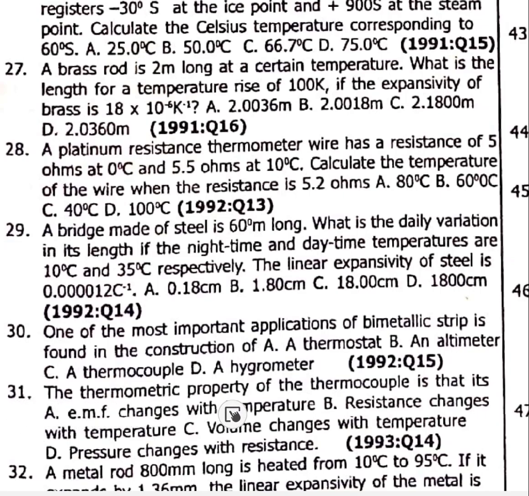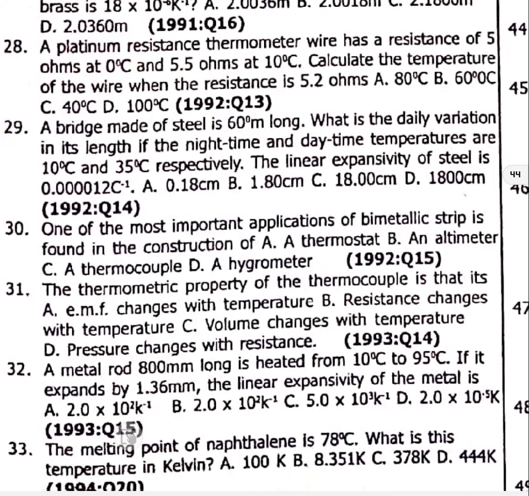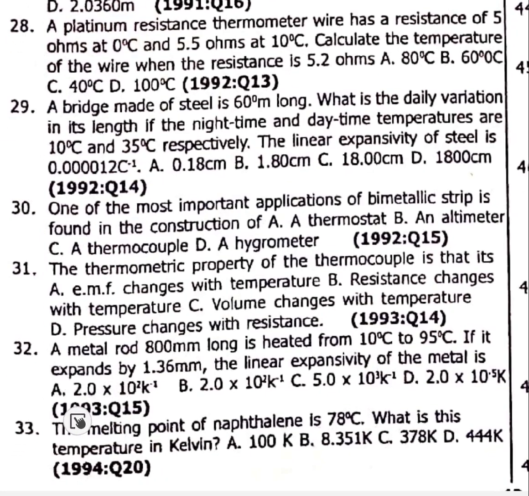31. The thermometric property of a thermocouple is that its EMF changes with temperature. 31 is option A: change in potential difference between the two metallic junctions with temperature change. 32, 33.